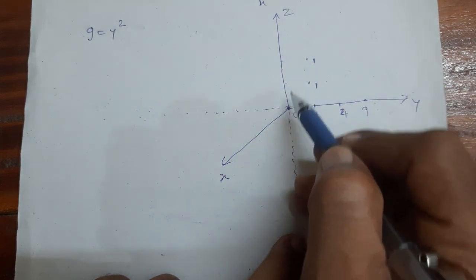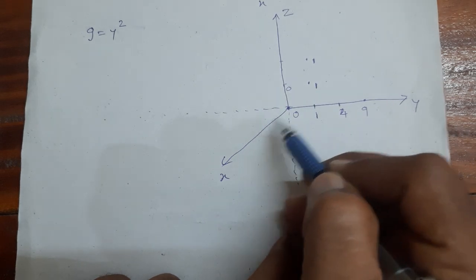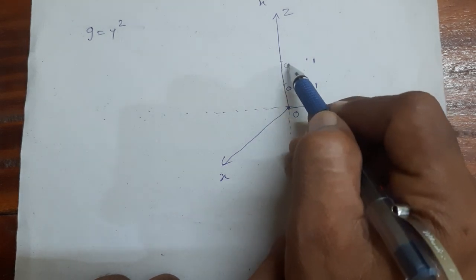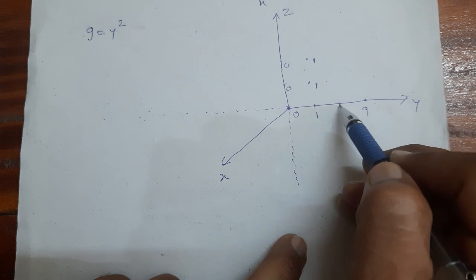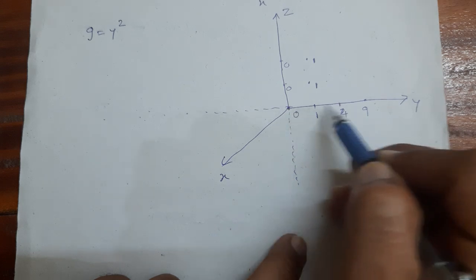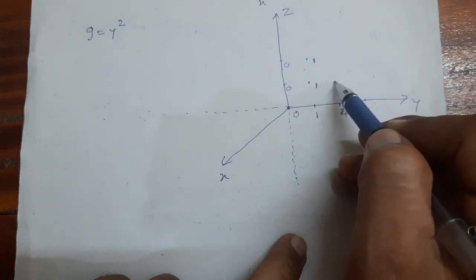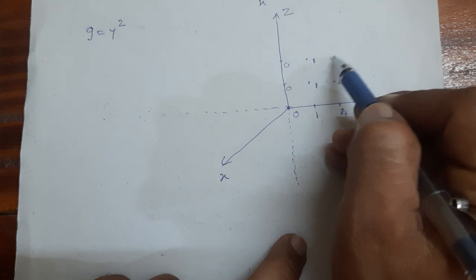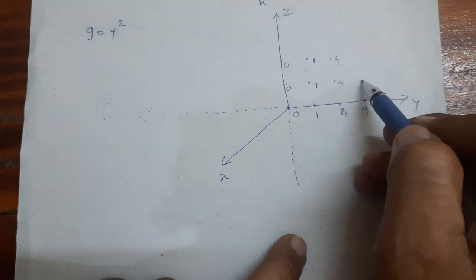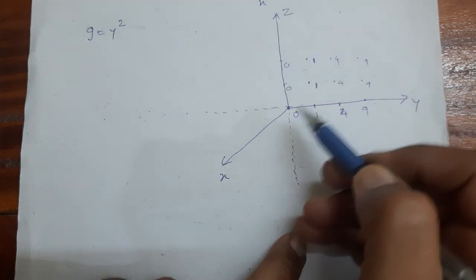For 0, 0, 1, the value is 0. For 0, 0, 2, the value is 0. For x equal to 0, y equal to 2, z equal to 1, the value is 4. That means here the value is 4. And now you can check for these points, the values are something like this.